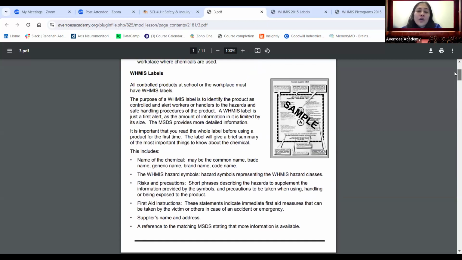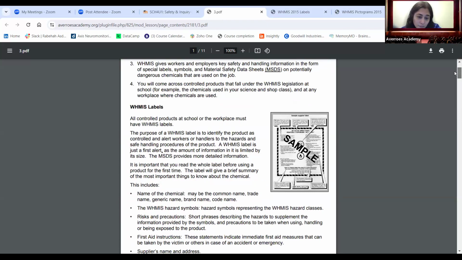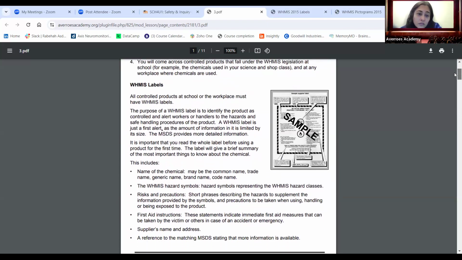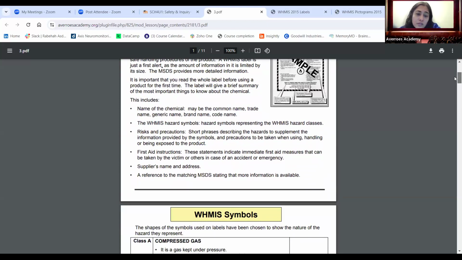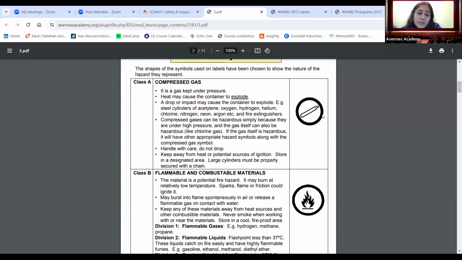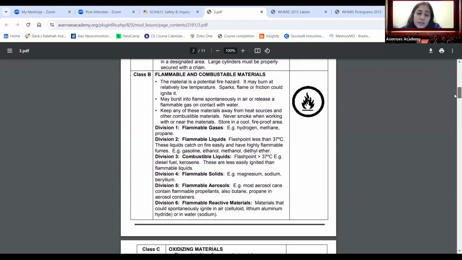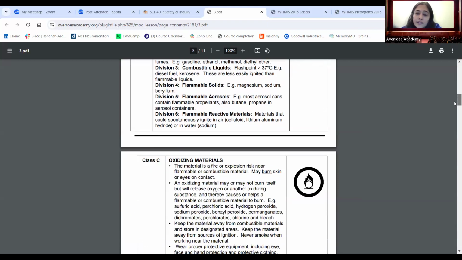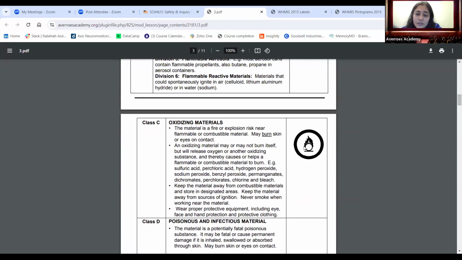Okay, and then you can go ahead and read about WHMIS labels and why they're important. And then we have all these WHMIS symbols right here. We went over compressed gas. We went over flammable and combustible materials, like right here with this symbol. For example, hydrogen, methane, and propane. So it gives you some information on that. And then we have oxidizing materials right here with the O with the flame on there.